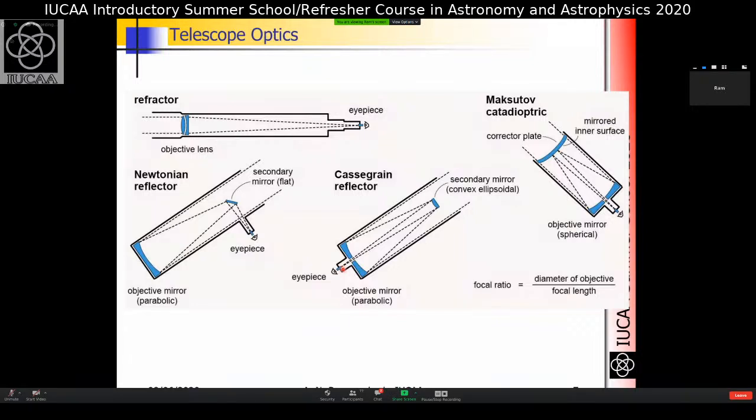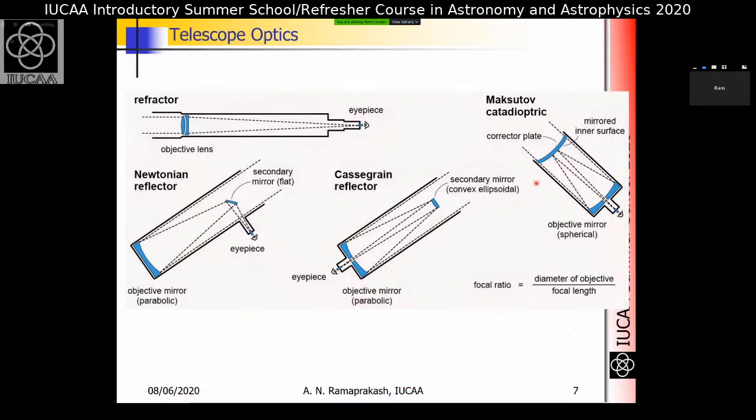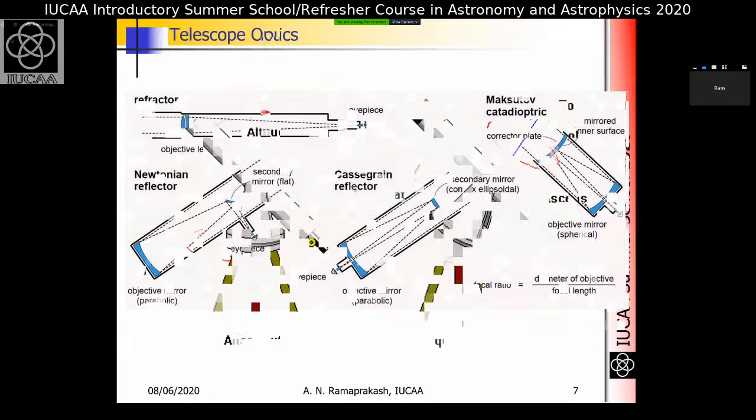And similarly, so on and so forth. There are various different kinds of optical arrangements by which telescopes can be made. But most of the current telescopes are of the Cassegrain reflector type, and also of the Schmidt or Maksutov catadioptric arrangement. The telescopes are either of these types most of the time nowadays.